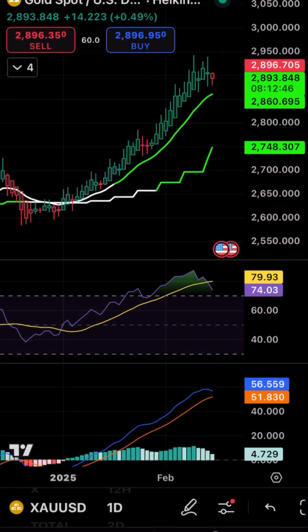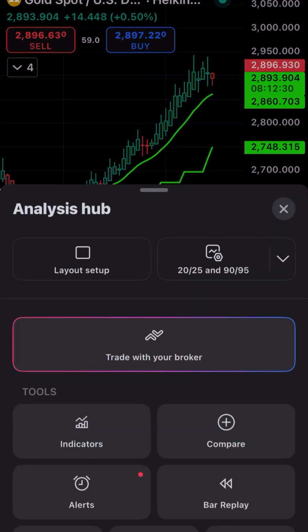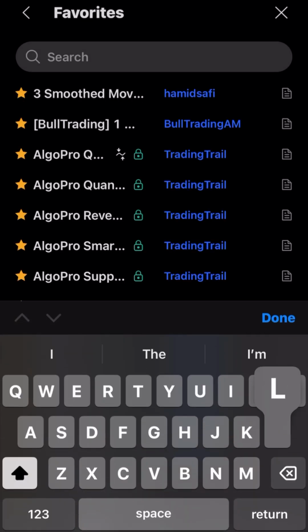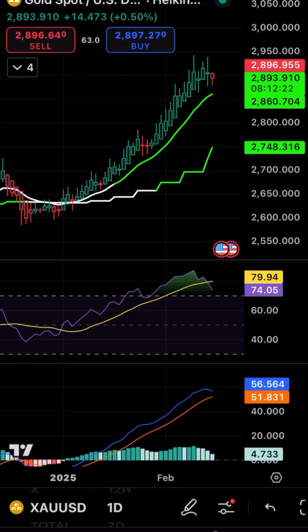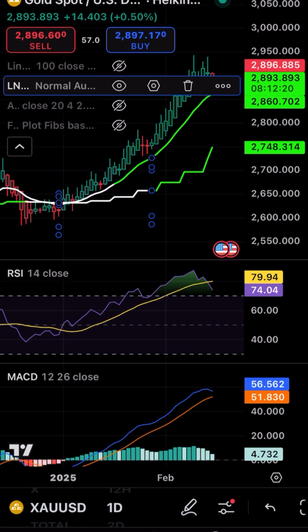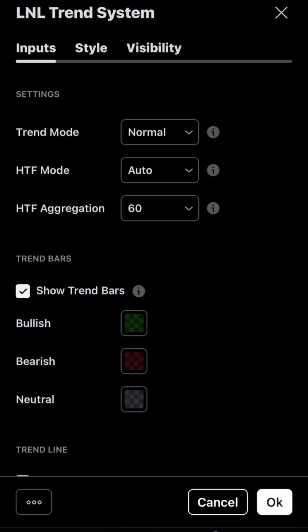Okay, so when you want to set this up, it's pretty easy. You'll need your LNL trend system and RSI. I also have MACD on here too, because I find that both of them kind of help find the signals. But basically, you want to make sure you have your LNL. So you want to go to indicators, and go to LNL trend system by LNL Capital. Now, when you first load it up, it'll be on default.